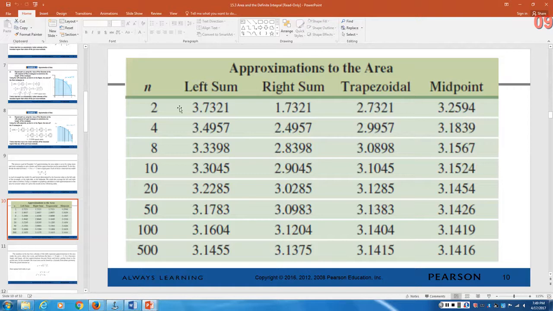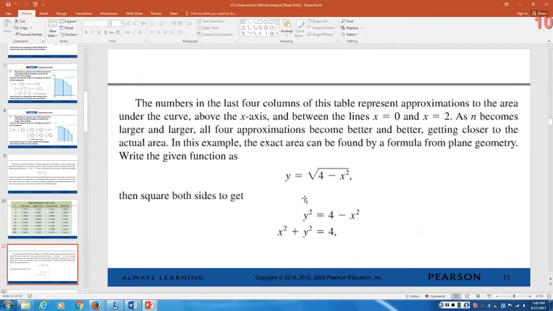Because as I go from 2 to 4 to 8, you can see this one continues to underestimate. This one eventually gets close, but it takes 500 rectangles to get close. Whereas this one takes 500 to get to the same number, and this one's finally getting close. But the best estimation will come from actually knowing what the actual area is.